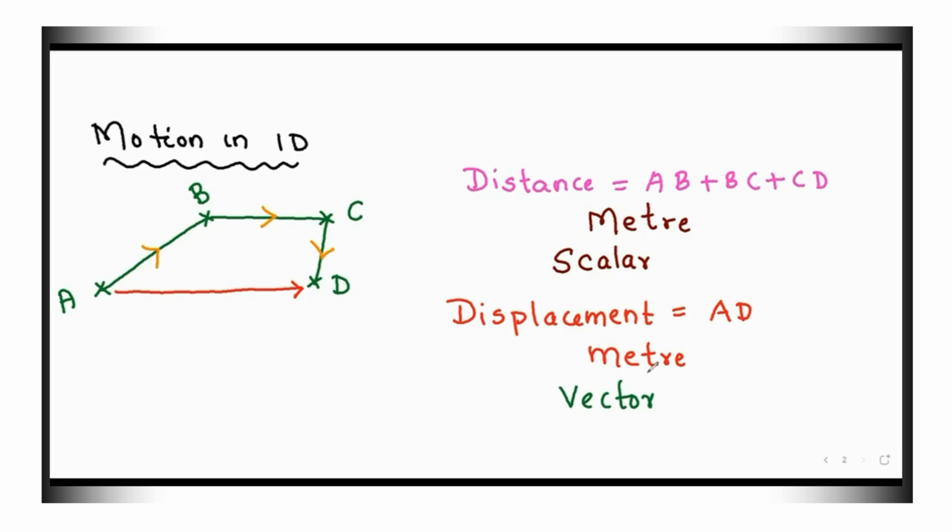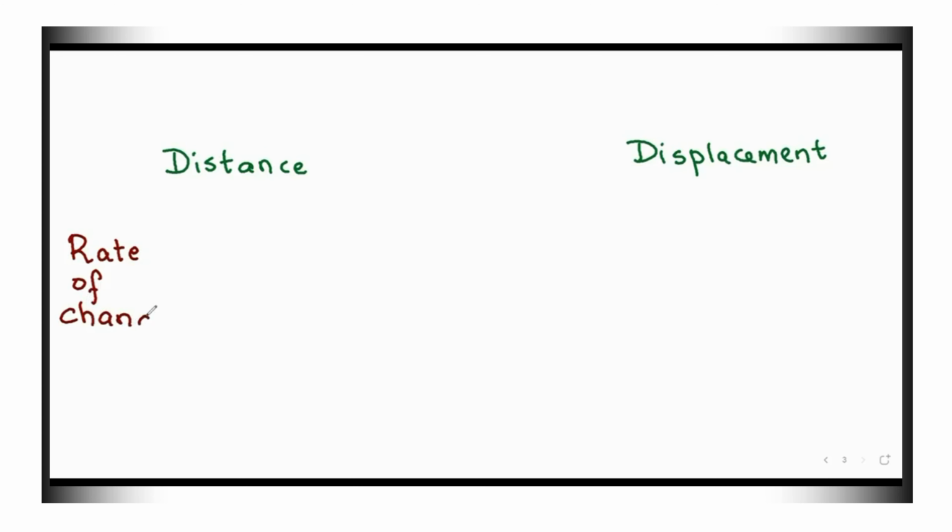So these are the two physical quantities we will study first in motion. What are they, children? They are distance and displacement. Distance and displacement. So now we learn about rate in physics. Rate in physics means rate of change of. Any change happening in a particular interval of time, we call it as to divide by time. Rate in physics means to divide by time.